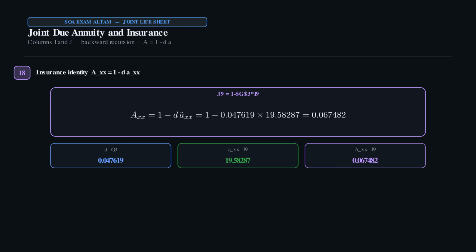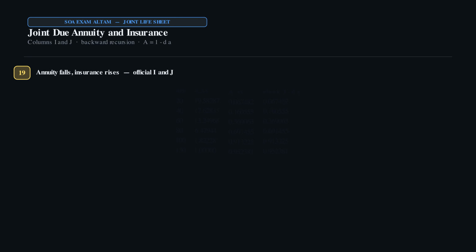At age 130, the annuity is 1, so A is 1 minus D, which is V, 0.952381. The sheet stores 0.952381 in J119.